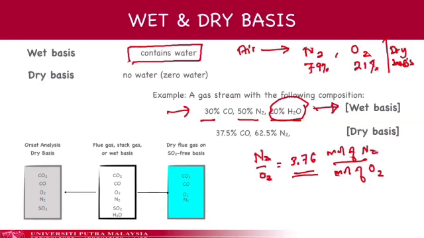As you can see, the next sample there, we have 37.5% of CO and 62.5% of N2, and this one here we report as a dry basis. So dry basis is also known as Orsat analysis. Okay, Orsat analysis and dry basis, they are the same.